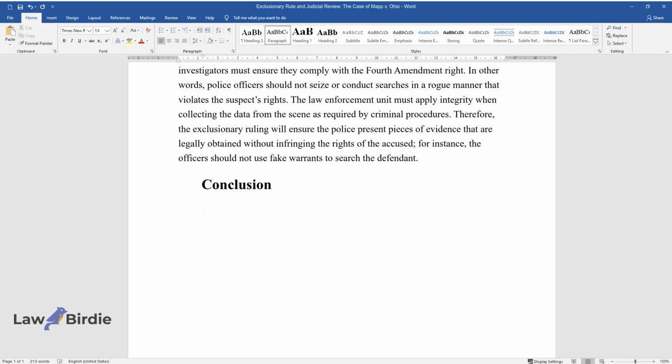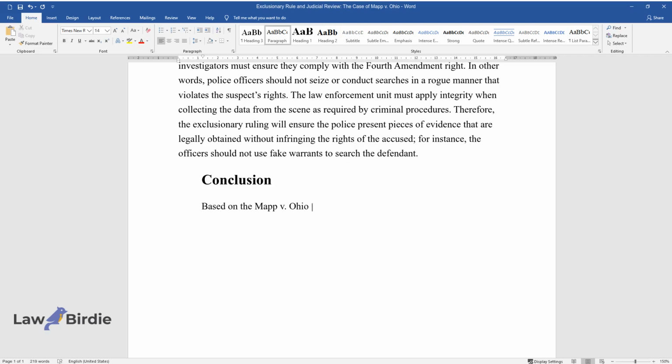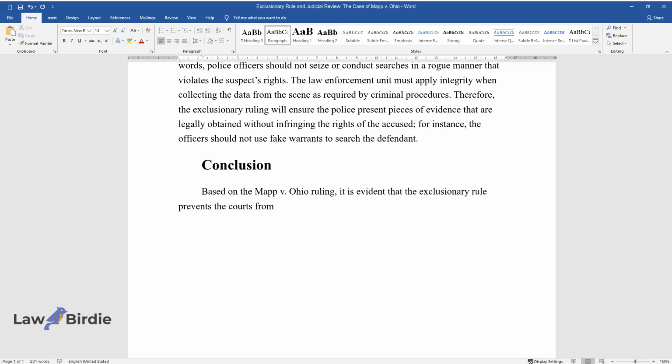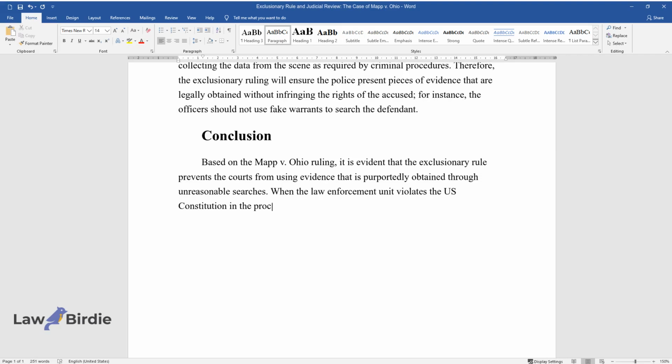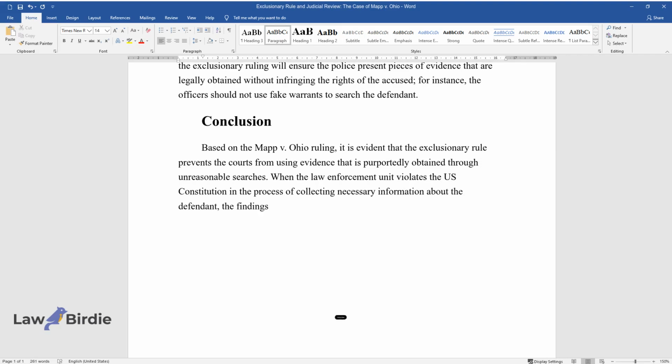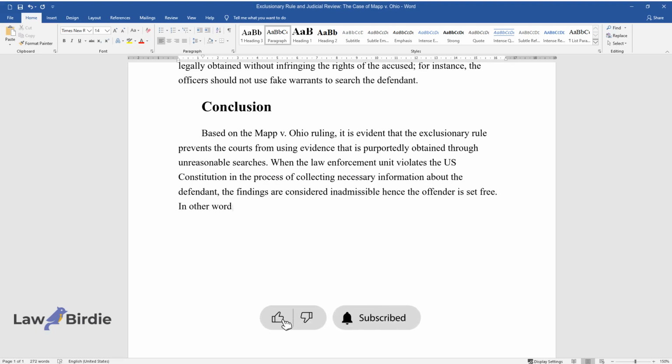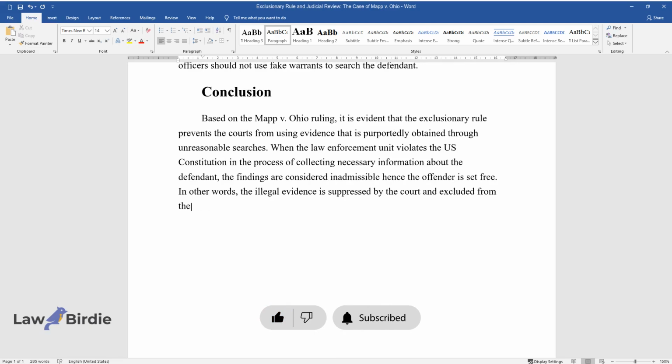Conclusion. Based on the Mapp versus Ohio ruling, it is evident that the exclusionary rule prevents the courts from using evidence that is purportedly obtained through unreasonable searches. When the law enforcement unit violates the U.S. Constitution in the process of collecting necessary information about the defendant, the findings are considered inadmissible, hence the offender is set free. In other words, the illegal evidence is suppressed by the court and excluded from the offender's case.